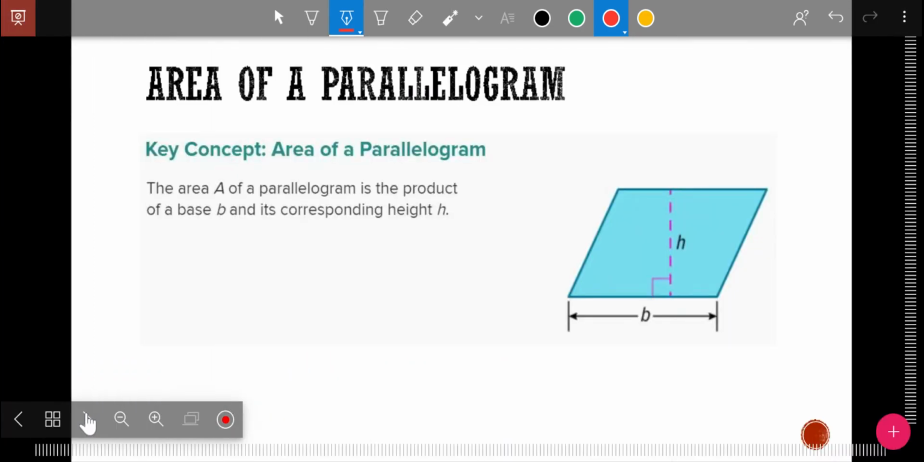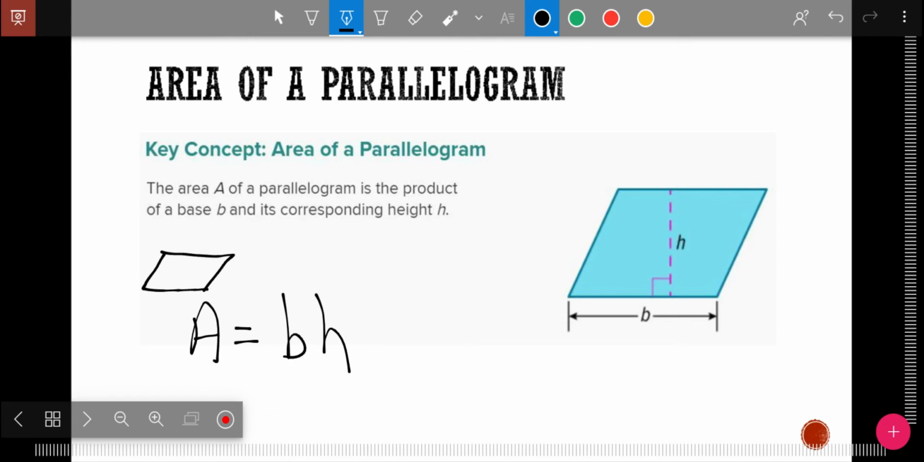And that leads us to our equation here. So, area of a parallelogram. For a parallelogram, area equals base times height. Area equals base times height. That's our basic formula for any parallelogram. Whatever this base is times whatever the height is.